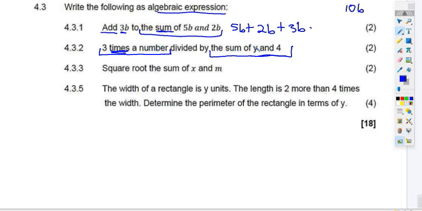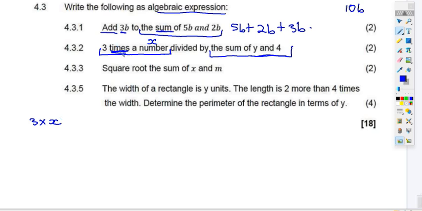Which variable should we bring in? We already have a variable here, but it's a different variable. If it was a y, the question would have said y. So let's just bring in x. You can bring any variable that you want. You can bring a, you can bring b, you can bring m, but that is up to you. So 3 times a number, I'm saying 3 times a number. This is my number, which I do not know. It's just a variable because we do not know the value of that number.